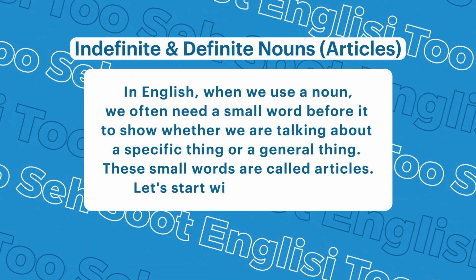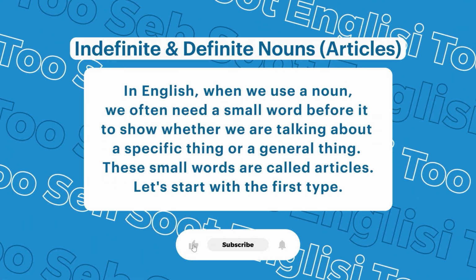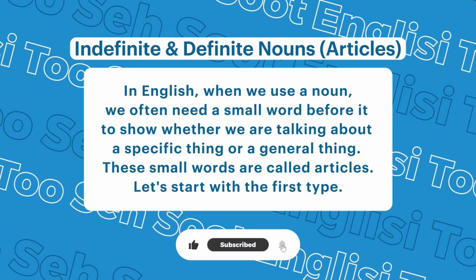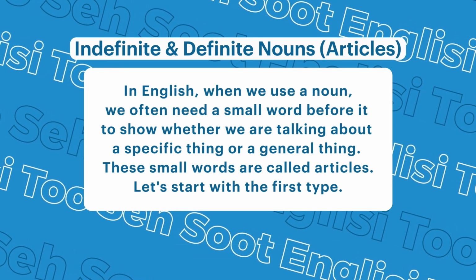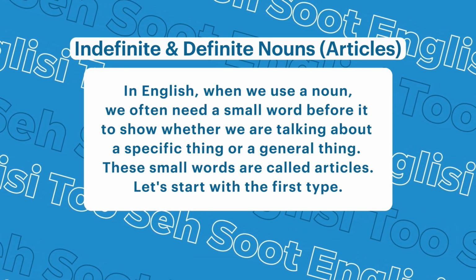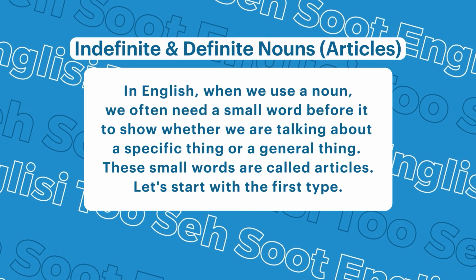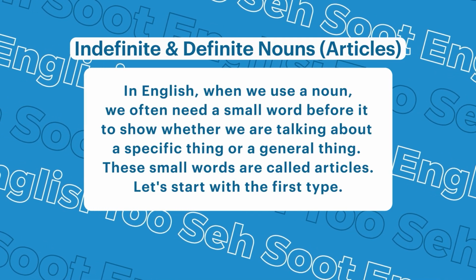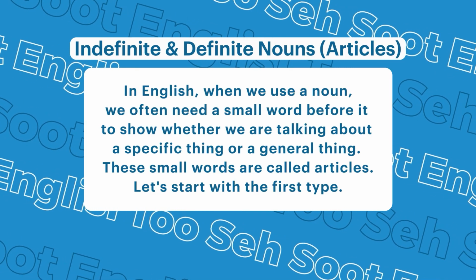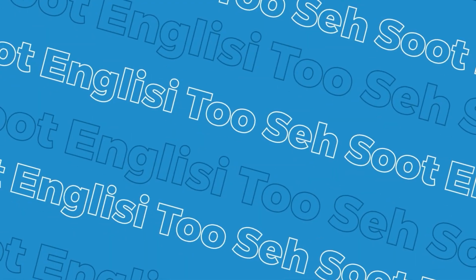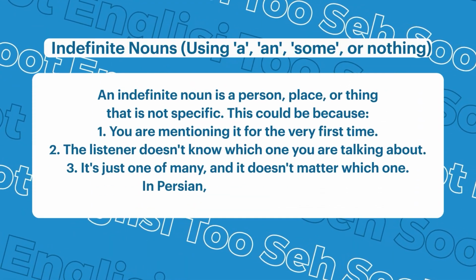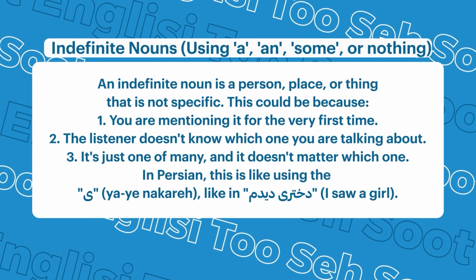Indefinite and definite nouns, articles. In English, when we use a noun, we often need a small word before it to show whether we are talking about a specific thing or a general thing. These small words are called articles. Let's start with the first one. Indefinite nouns, using a, an, some, or nothing.